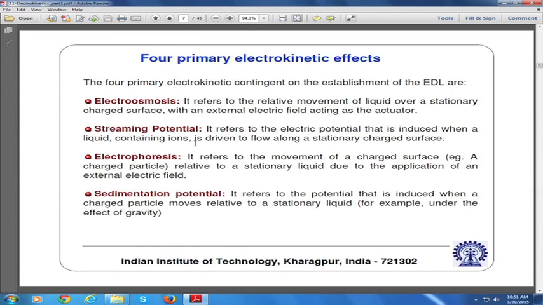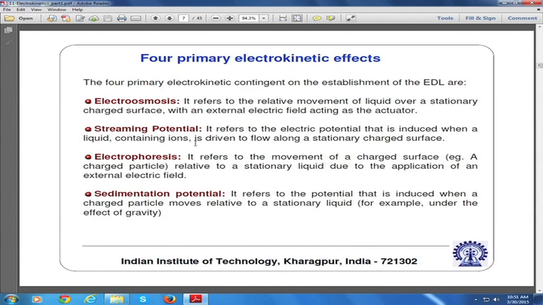Electroosmosis refers to the relative movement of liquid over a stationary charged surface with an external electric field acting as an actuator. Streaming potential refers to the electrical potential that is induced when a liquid containing ions is driven to flow along a stationary charged surface. So it is sort of the inverse of electroosmosis.